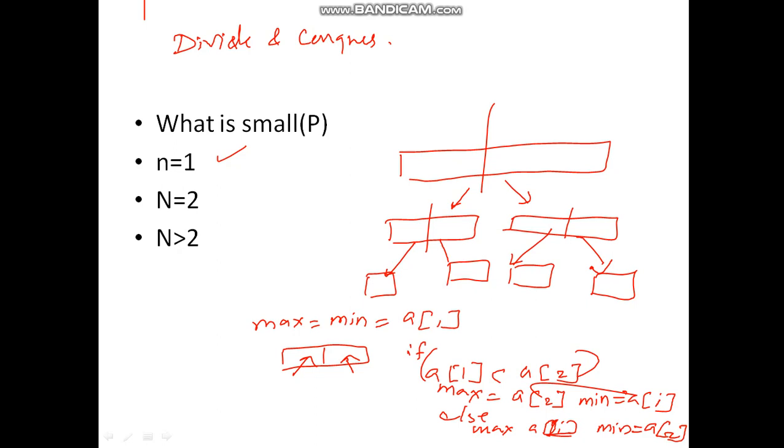So it is again small. You can directly solve. And if it is greater than 2, you just divide into smaller parts. For example, if you have 4 elements, 4, 2, 9, 5, divide this into 2 smaller parts. Each will be 2 elements, and here you can find that max is equal to 4 and min is equal to 2, whereas here max is equal to 9 and min is equal to 5.